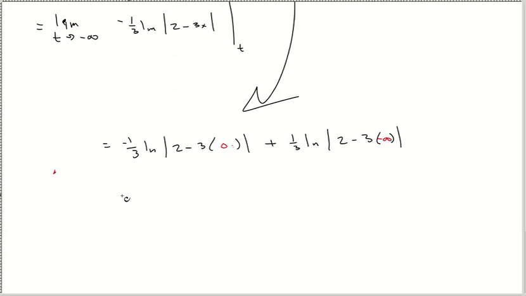Okay, so let's just analyze this. I want to analyze this here and see what's going on. I got negative 1/3 ln of 2, right? Two negatives made a positive, by the way, there. Ln, and here I got two negatives make a positive, so we got positive infinity in the end.